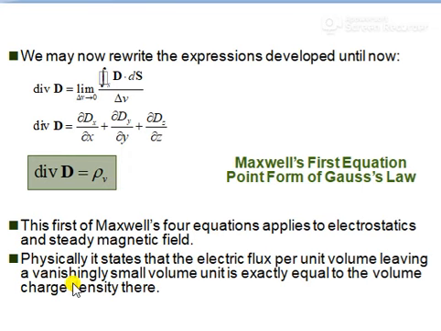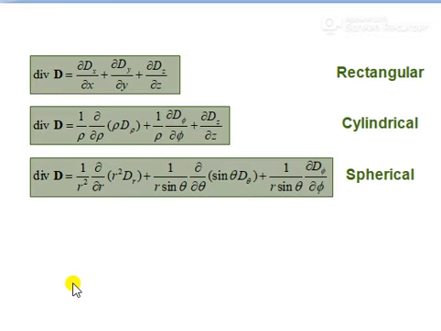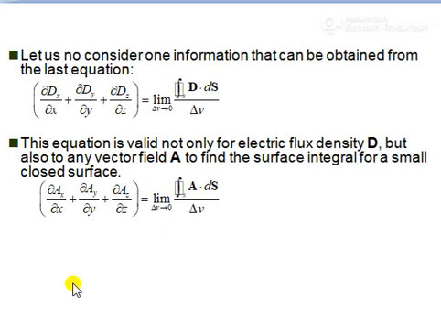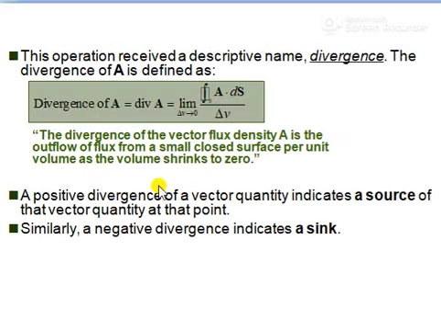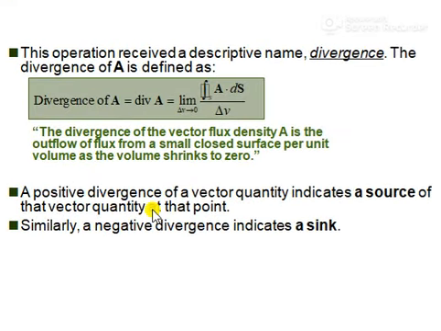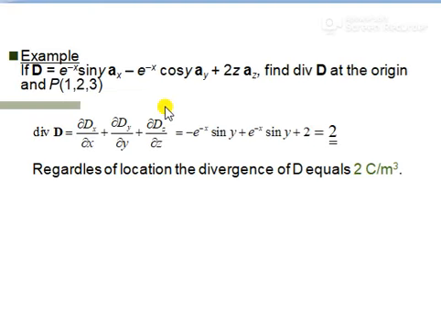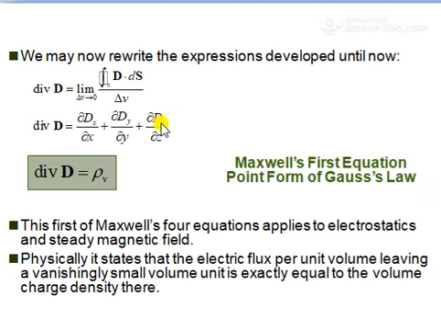Hence we have discussed the divergence: its equation, statement, and physical meaning, along with the equations of divergence in all the coordinate systems, an example on the divergence, and finally Maxwell's first equation.